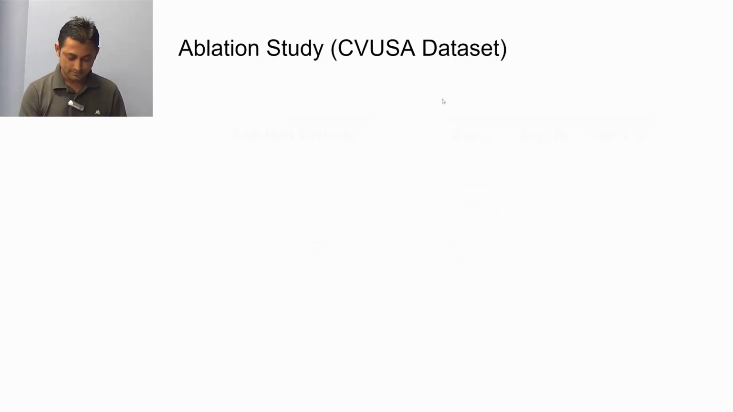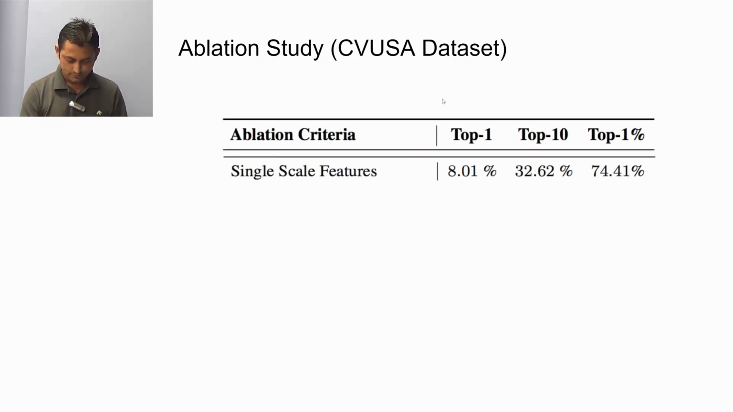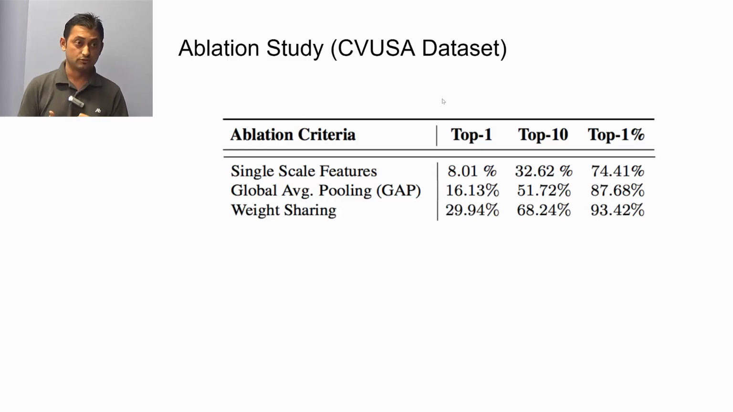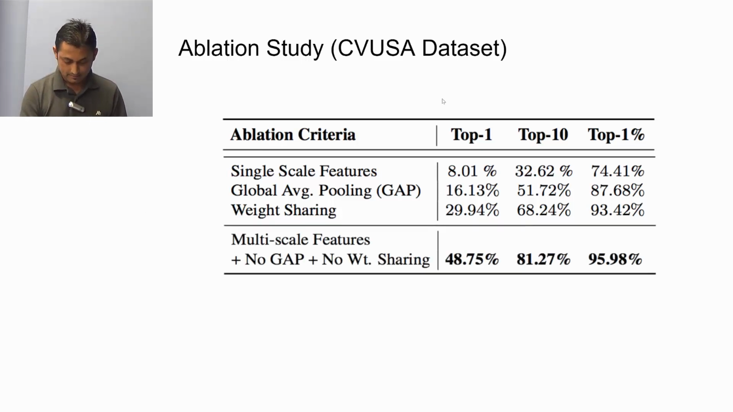So we conducted some ablation studies. One of the ablation studies was using single-scale features, where we only consider the features from the final layer, and these are the numbers. The other ablation study was using global average pooling to reduce the feature dimensions. And the next ablation was using weight sharing, as done by previous methods. And these are the results that we obtained when we used our design choice of multi-scale features, no global average pooling, and no weight sharing.